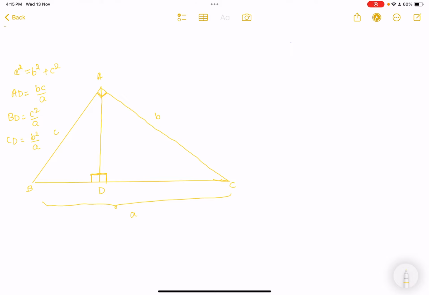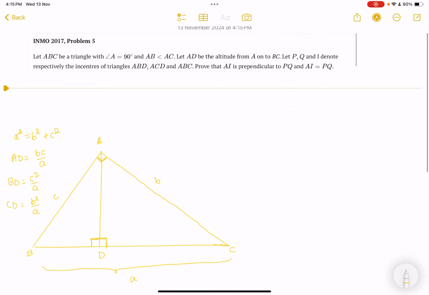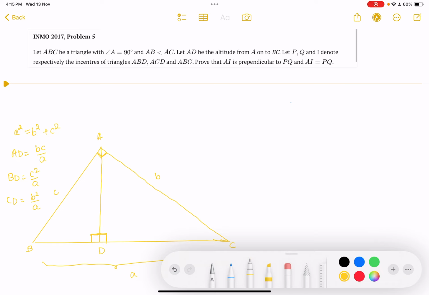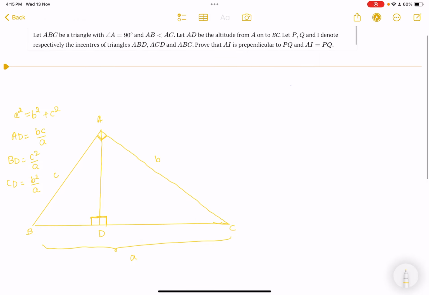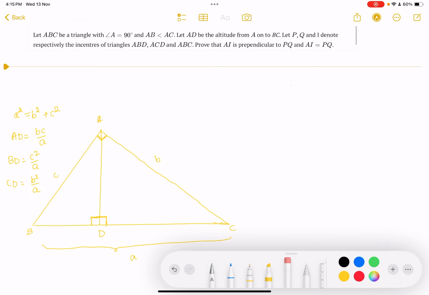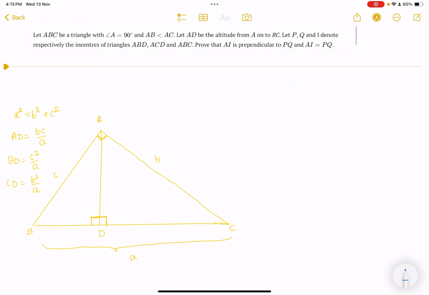Alright. So let us keep these things aside and move ahead with the question. Now, P, Q, I denote the respective incenters of the triangles ABD, ADC and ABC. So P is the incenter of this triangle, Q is the incenter of this triangle, and I is the incenter of the bigger triangle. Alright. So let us try to locate the positions of these incenters first. Let us draw the angular bisector from angle B and the angular bisector from angle C. So these two will intersect somewhere here. So this will be I, correct?